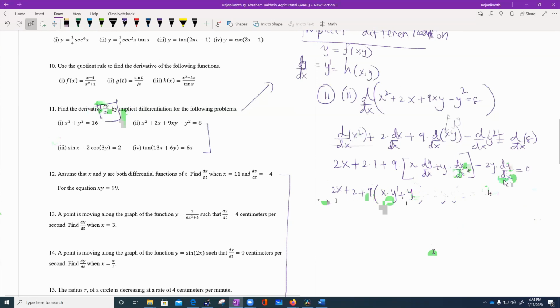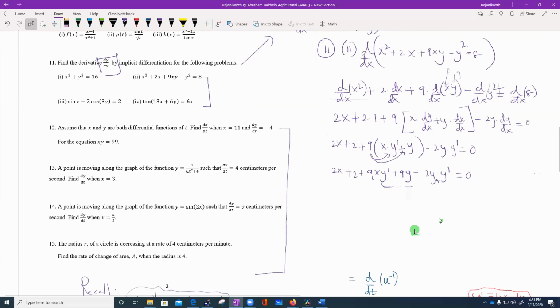Now this is a simple equation, solve for y prime. You know how to solve for y prime. You have to combine all the like terms, right? First distribute 9 with these two terms. So you will get 2x plus 2 plus 9 times x y prime plus 9 times y minus 2y times y prime, which is 0. Now I'm going to combine like terms, these two, right? You see now, here and here, you see the y prime, right? So if you factor y prime out of these two terms, it will be y prime times 9x minus 2y, right?